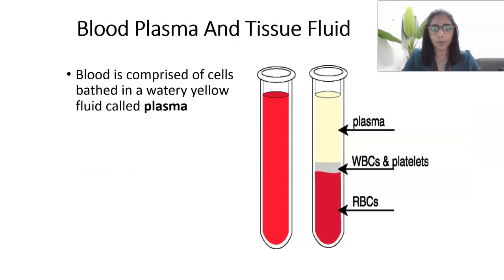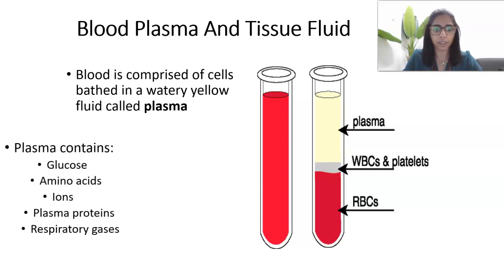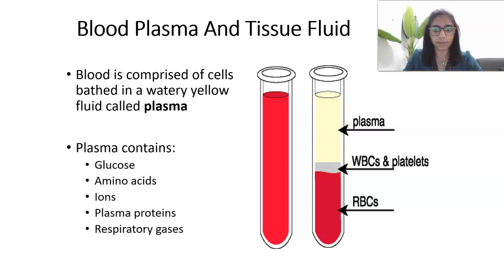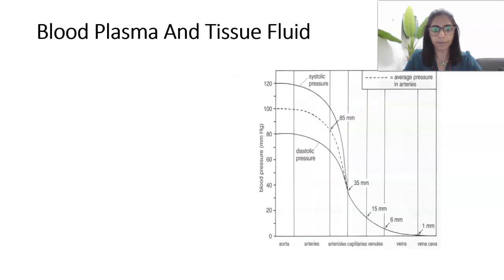Okay, so when we look at blood again, we know that the main liquid constituent is plasma, and plasma contains lots of dissolved nutrients as well as water. So why are we talking about those two things?